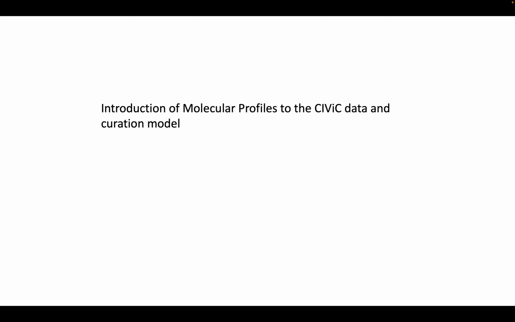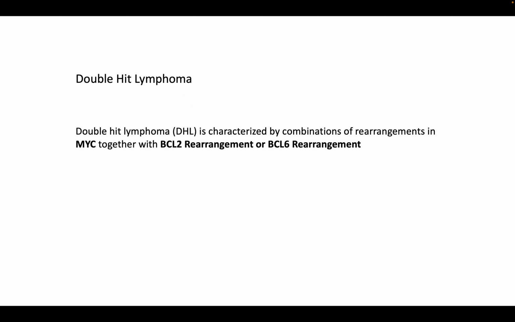This video will talk about the introduction of multivariate molecular profiles to the CIViC data and curation model. Combinations of mutations in cancer are of increased interest as our understanding of the clinical relevance of certain combinations of mutations increases. We now recognize an aggressive subtype of diffuse large B-cell lymphoma called double-hit lymphoma, which makes up about 5% of cases, and is characterized by rearrangements of MYC together with either a BCL2 rearrangement or a BCL6 rearrangement.